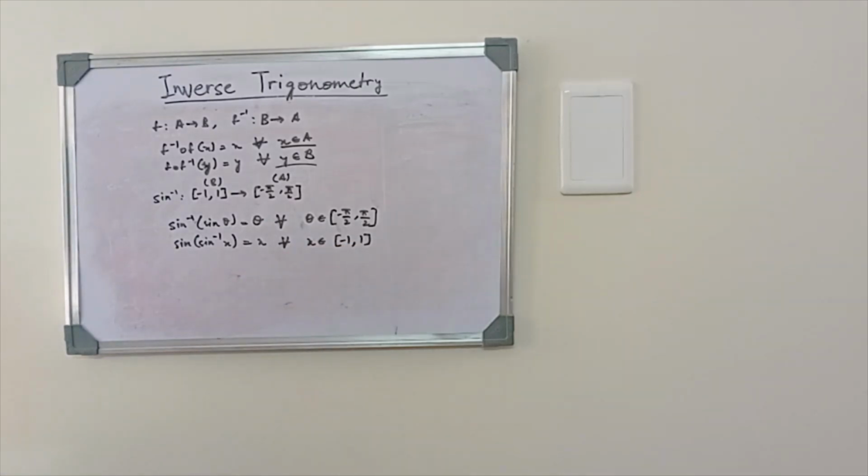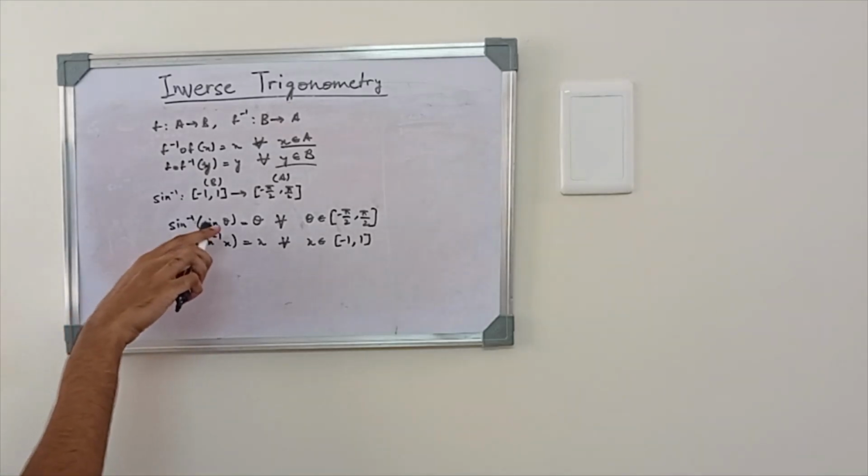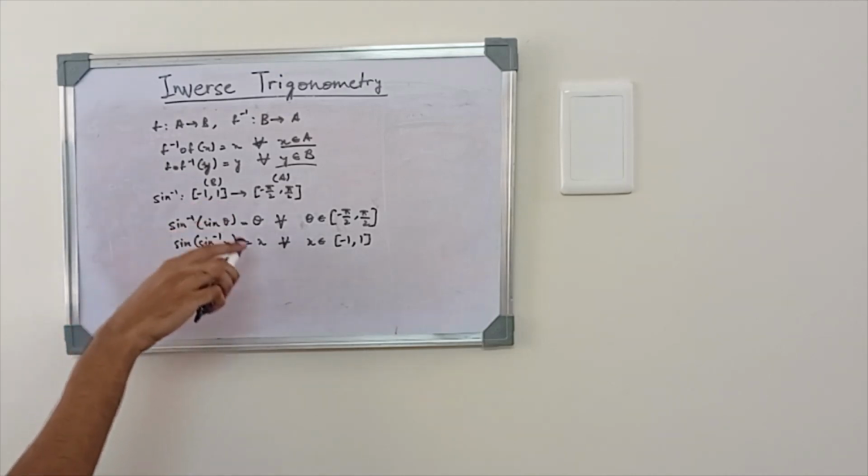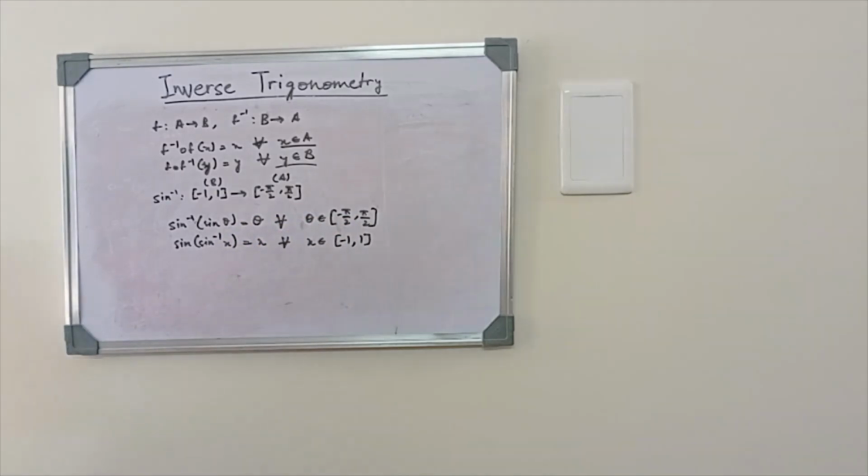So the question is, what exactly is the value of sine inverse of sine theta when theta does not belong in this range? To do that, you need to reduce this expression into a different form, such that it will be expressed in terms of a different angle, say phi, and phi will be in this range. That we will see in some problems that I'm going to solve. But before that, one more remark.